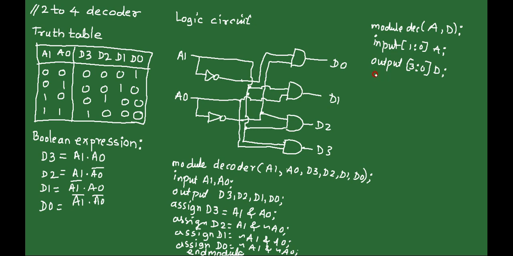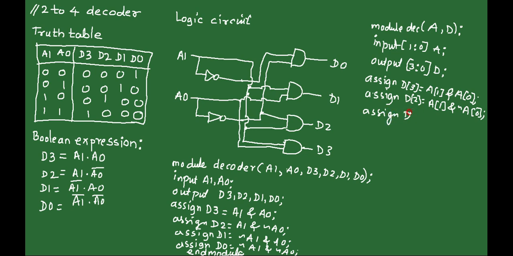Here, since we have defined input A and D as vectors, here also we need 4 assignment statements. Assign D3 equal to A of 1 and A of 0. Assign D of 2 is A1 and not of A0. Assign D1.